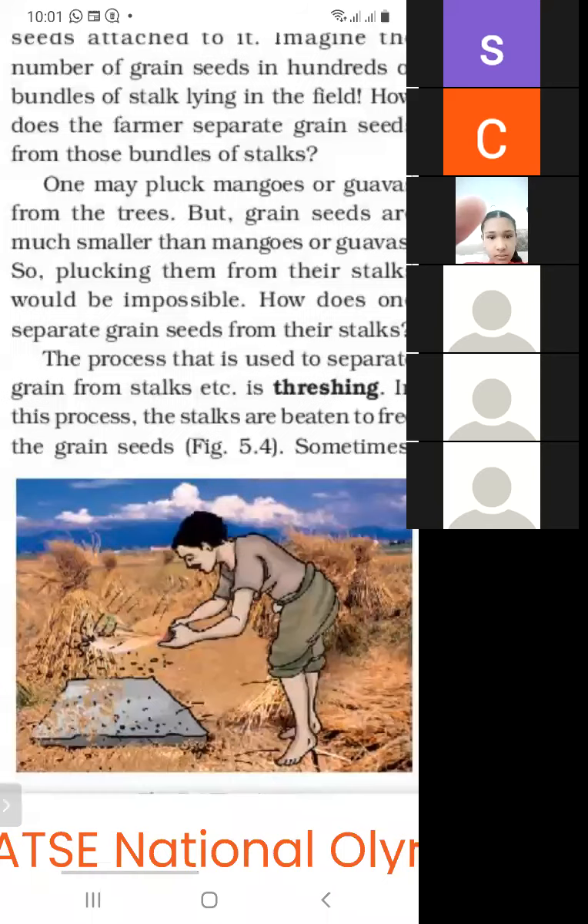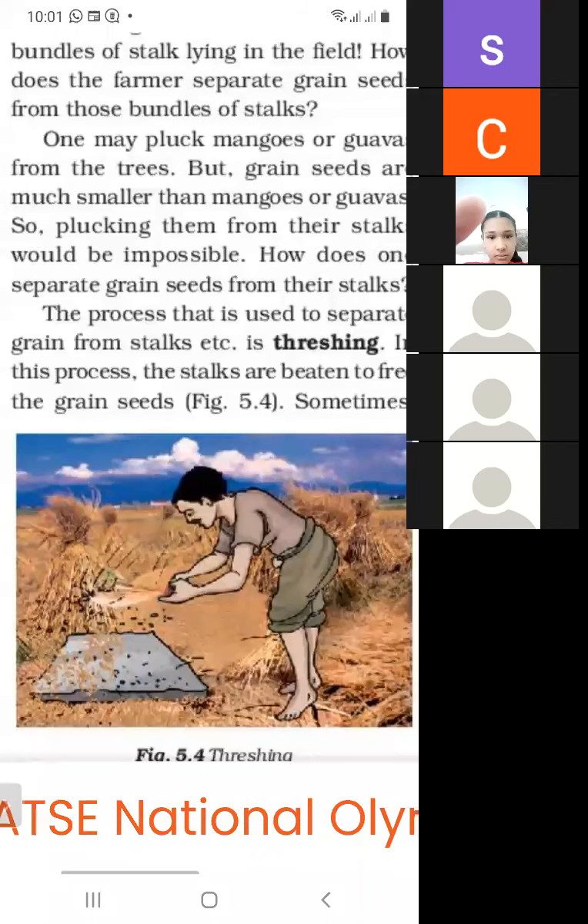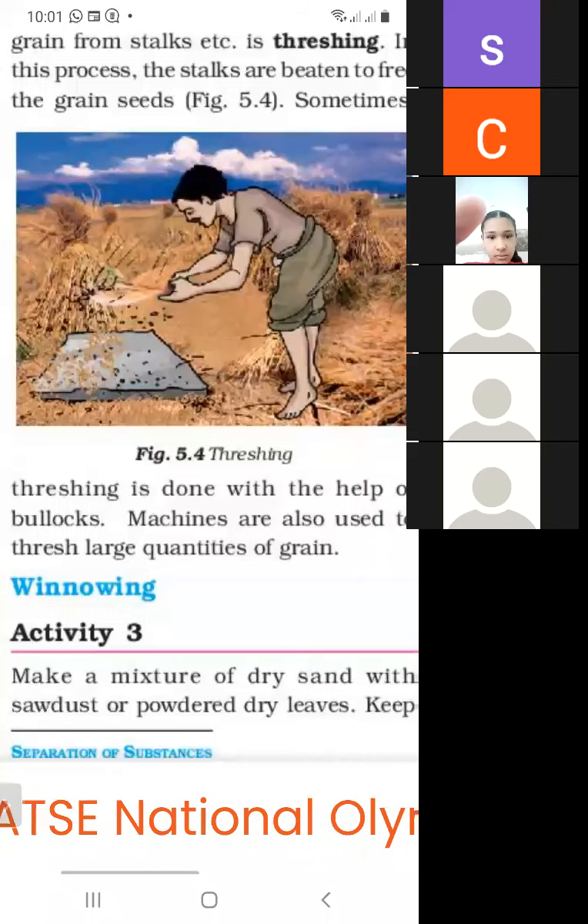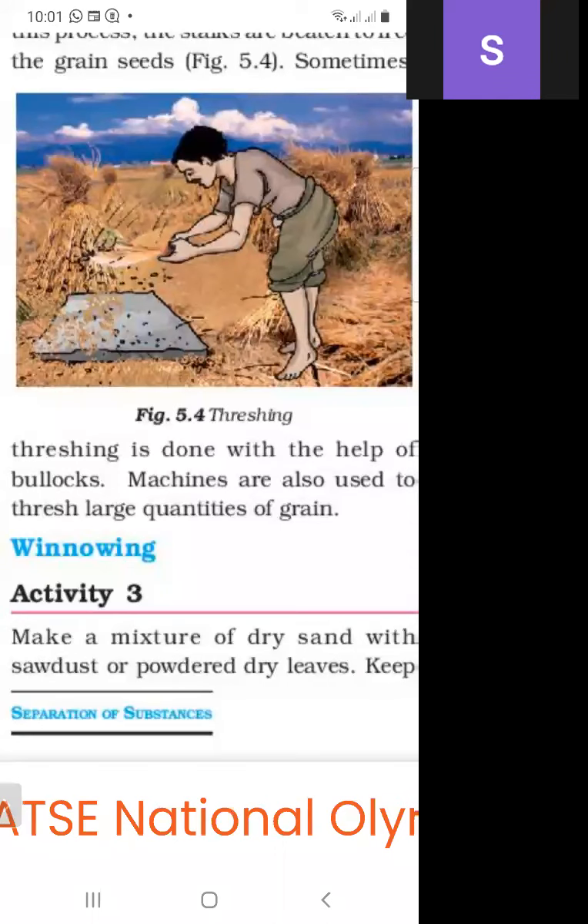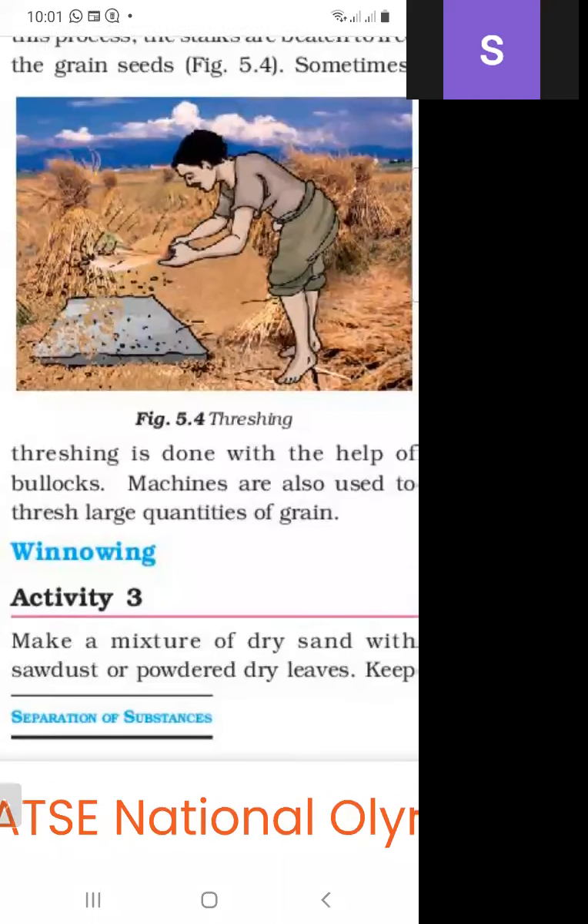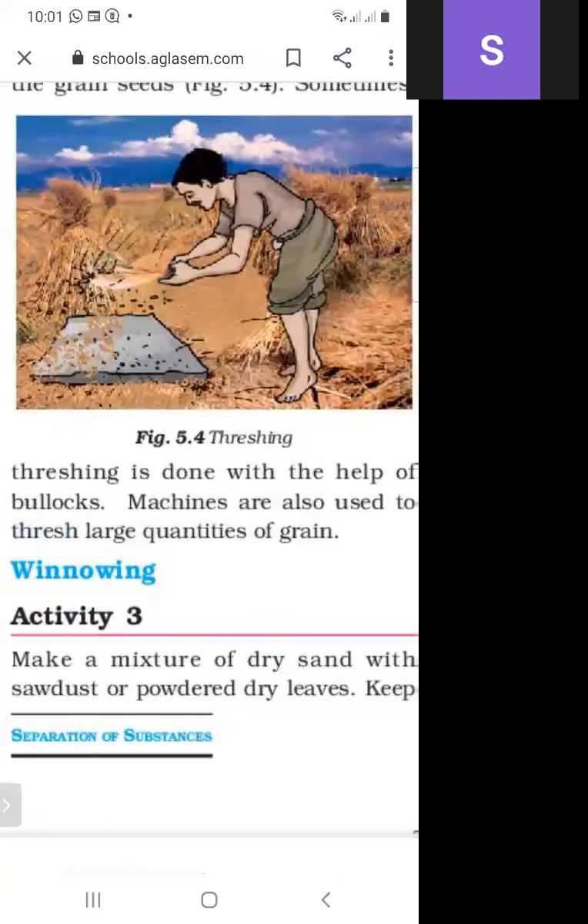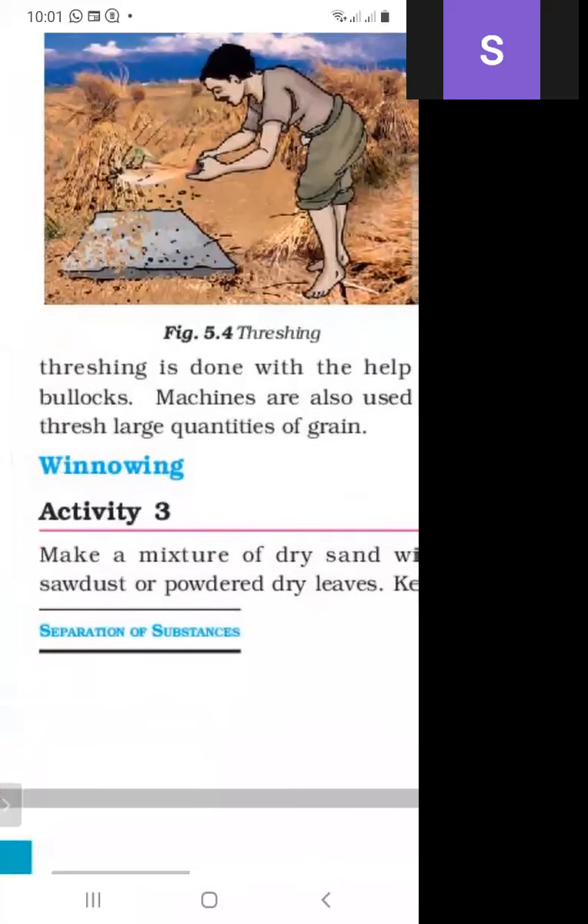Threshing can be done with the help of bullocks, and machines are also used for the process of threshing. And the next process is called winnowing.